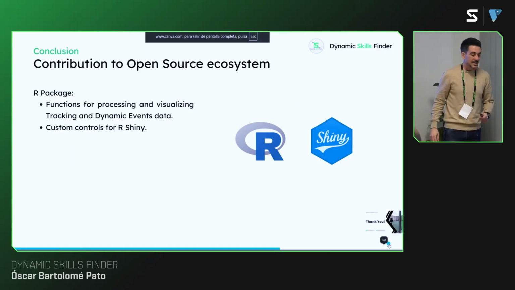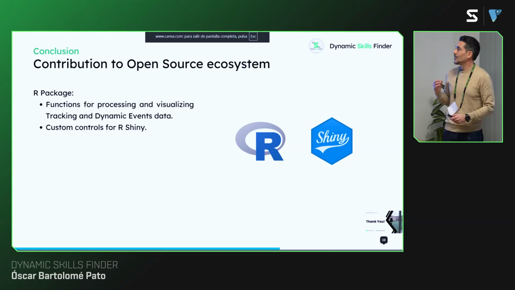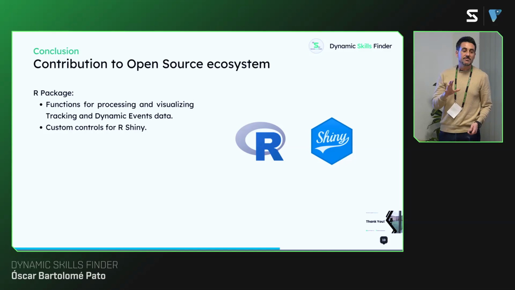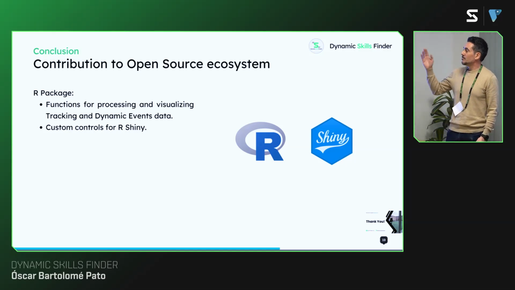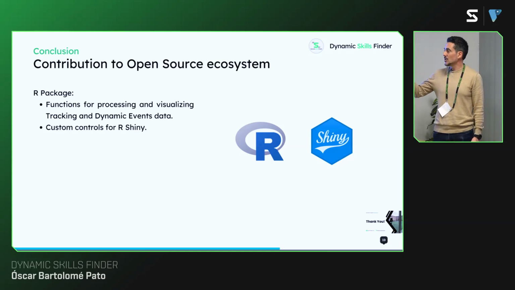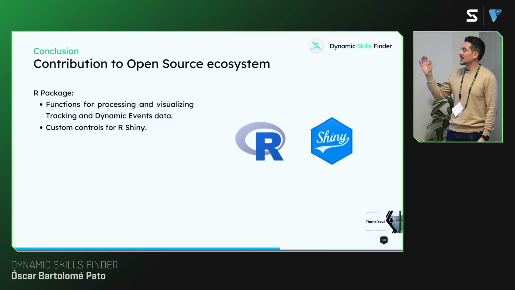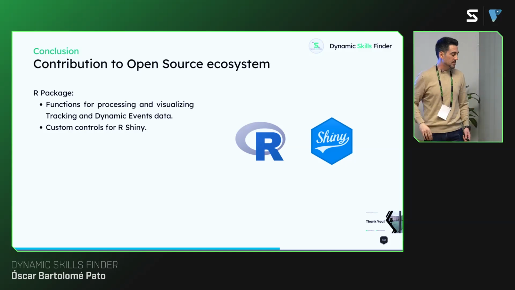So the first one is I want to tell you my idea for contributing to the open source ecosystem. And it is that, using the main features of this project, I want to create an R package containing functions for processing and visualizing tracking and dynamic events data, and also some custom controls for R-Shiny, like the pitch zone selectors, for example.